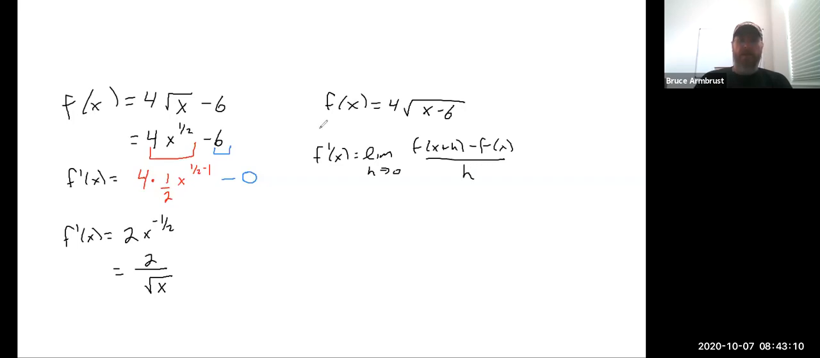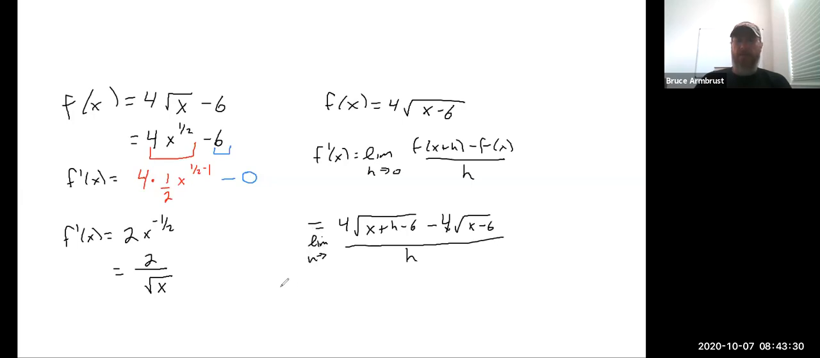Right, so we're going to use this. So if you were to plug the x plus h in, you're going to get 4 square roots of x plus h minus 6 minus 4 square roots of x minus 6 all over h. And still we're taking our limit as h goes to 0. Now for this one, we're going to have to rationalize, and this one gets kind of ugly, but we're going to multiply top and bottom by the conjugate, and the conjugate here would be 4 square root of x plus h minus 6 plus 4 square roots of x minus 6. And so again, we need the same thing on the bottom. Oops. It's minus 6. Sorry about that.